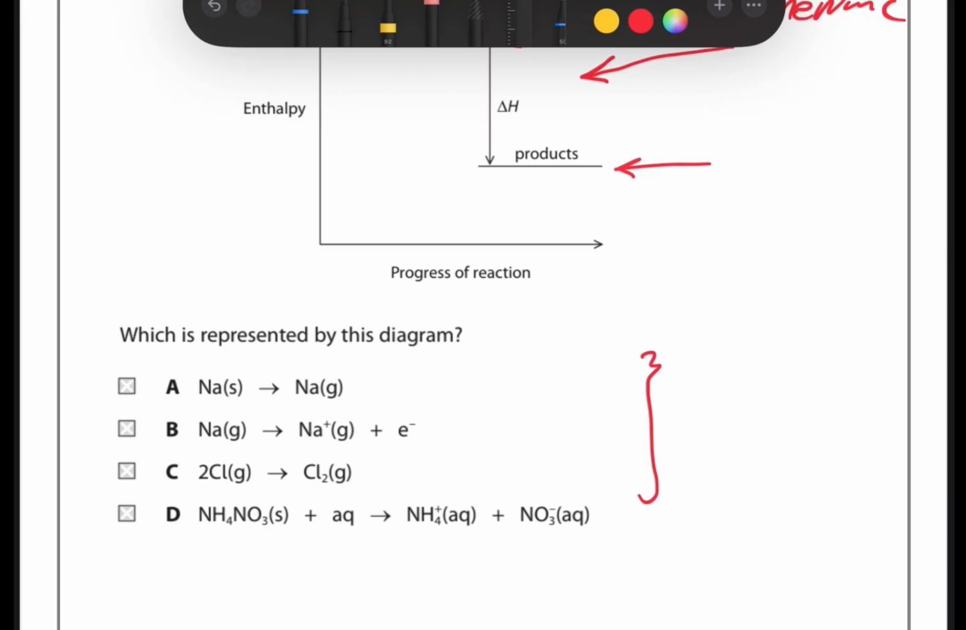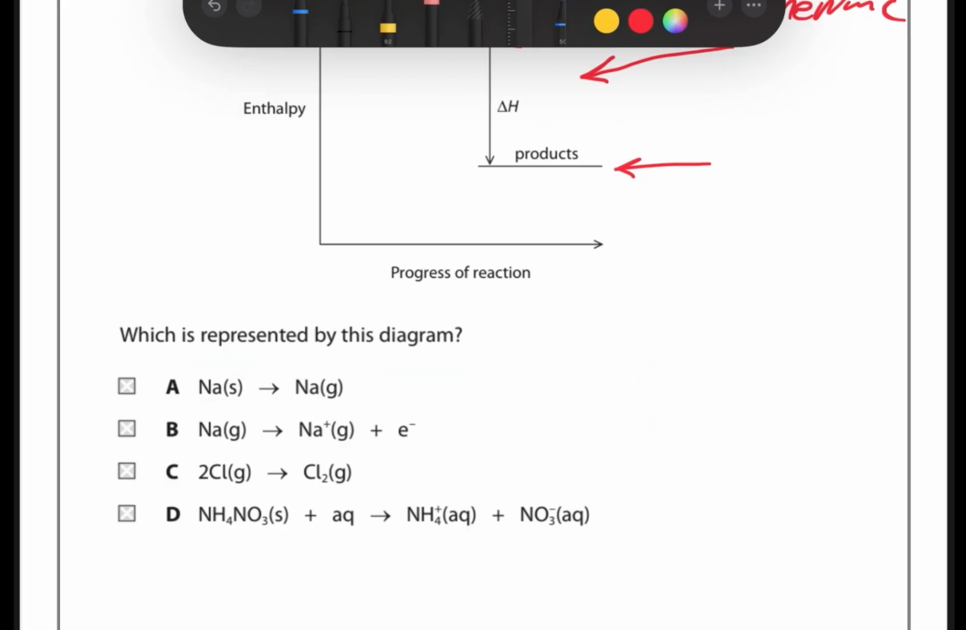A says Na solid to Na gas. This represents the atomization process, in which we are changing the atoms from the solid state to the gaseous state. And if you think logically, you can notice that breaking the bonds between the sodium atoms requires energy, and that's why A is definitely endothermic, so we exclude A as an answer.